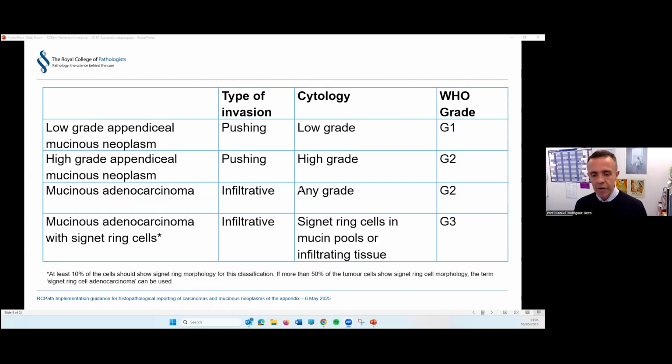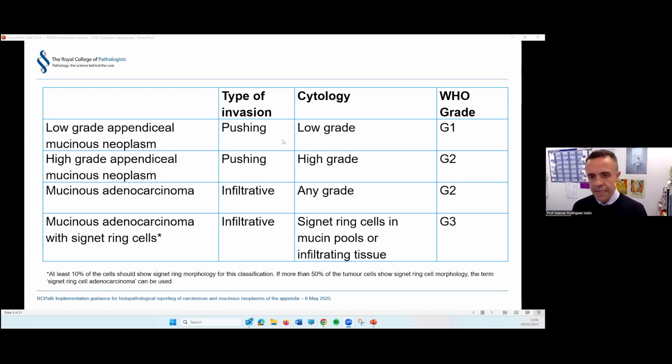So this is a summary of what I have mentioned just now. In the low-grade appendiceal mucinous neoplasia the margin is pushing, the cytology is low-grade, so it's grade 1. In the high-grade appendiceal mucinous neoplasia, what we call the HAMNs, the margin is again pushing, but the cytology is high-grade, grade 2. The mucinous adenocarcinomas could be sometimes more infiltrative, sometimes more pushing.